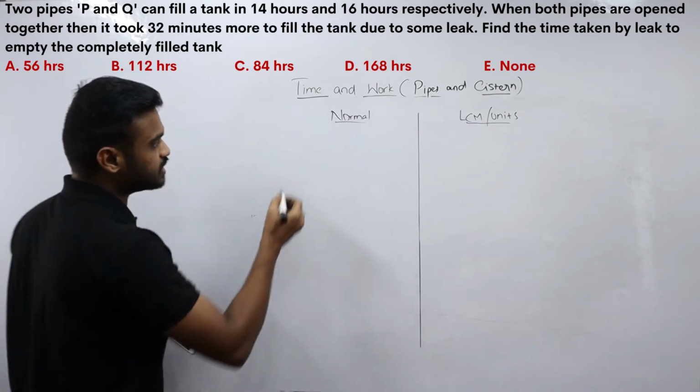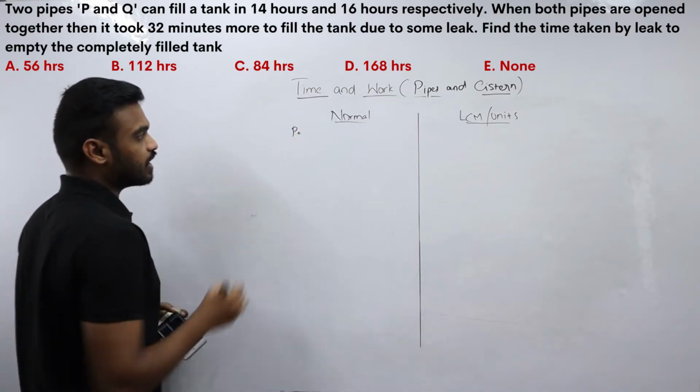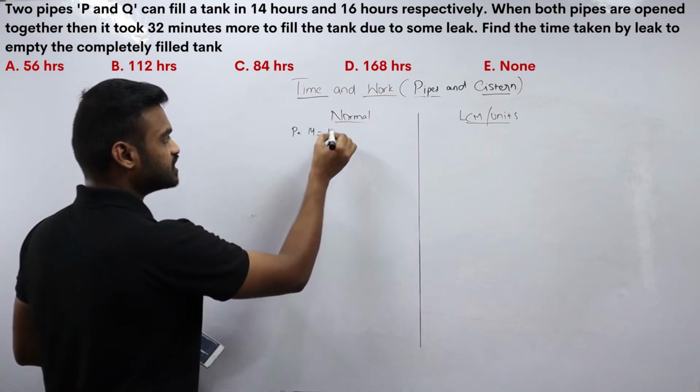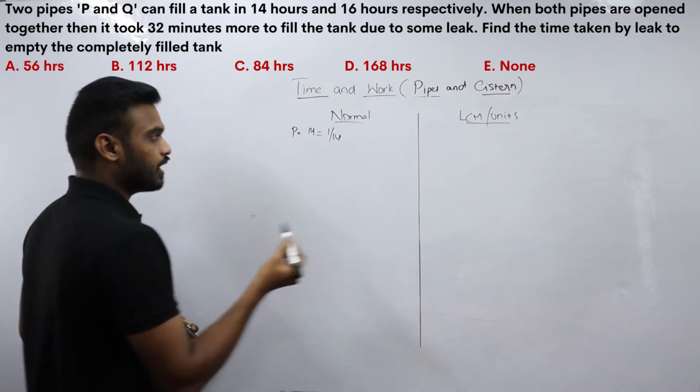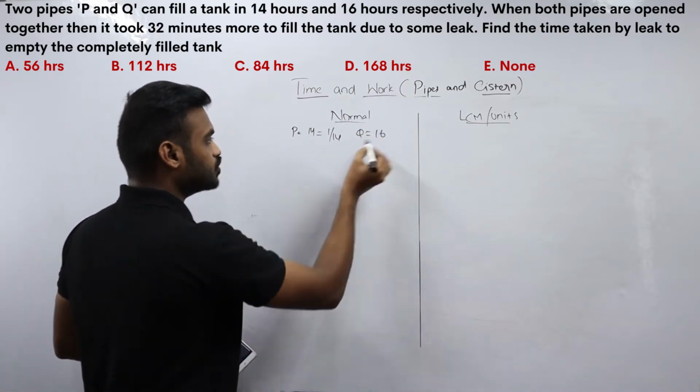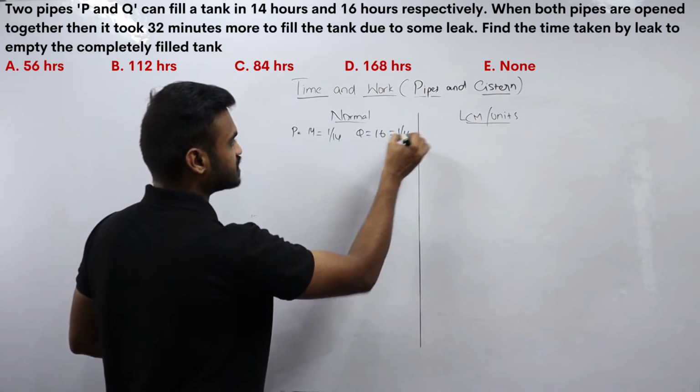Okay. Now they are saying that P can fill the entire tank in 14 hours. So P's 1 hour work or efficiency will be 1 by 14. And also they are saying Q can fill the entire tank in 16 hours. So Q's 1 hour work or efficiency will be 1 by 16.